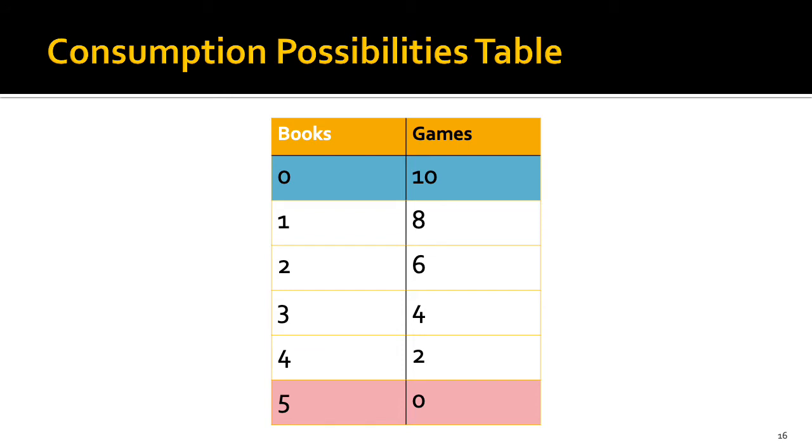This is a full table of all your consumption choices in that gift card. And technically, if we wanted a continuous picture, we could have things like half a book would be 9 games and so on, but that doesn't really make sense in real life. So we will just use the whole number valuations here. Notice, as you increase book consumption, what's happening to game consumption or your possibilities of buying games? Well, they are in fact shrinking.